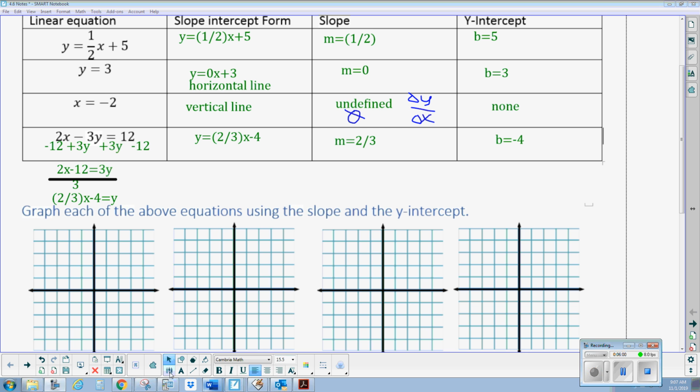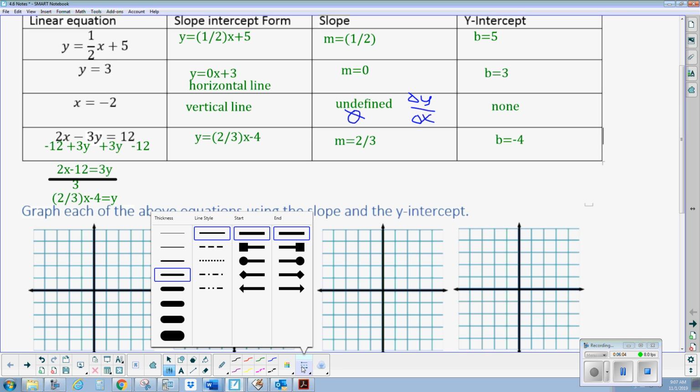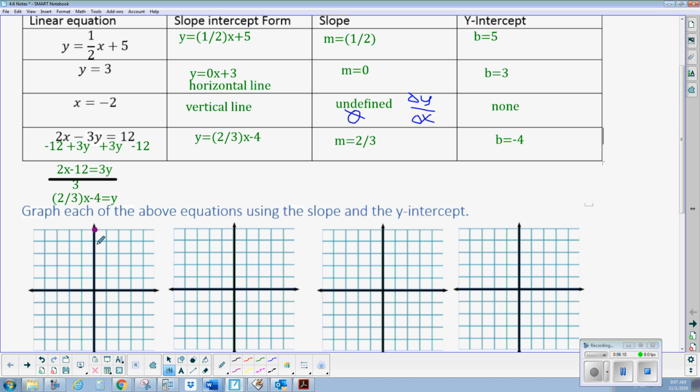When we graph a linear equation, we need 2 points. The first is going to be our y-intercept. So in this first one, our y-intercept is 5. And then the second point we're going to get by using our slope. In this first example, our slope is 1/2. So that's rise over run, or change in y divided by change in x.